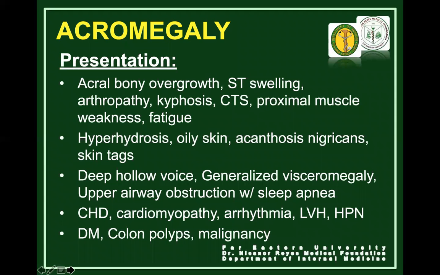So again, because of its function, it will present with bony overgrowth. Usually in the acral, you can have soft tissue swelling, acropathy, kyphosis, carpal tunnel syndrome, and proximal muscle weakness and fatigue. You can have deep, hollow voice, generalized visceromegaly. You can have upper airway obstruction with sleep apnea, so they have a lot of snoring. You can have heart disease, cardiomyopathy, arrhythmia, LVH, hypertension, diabetes, colon polyps, and malignancy.